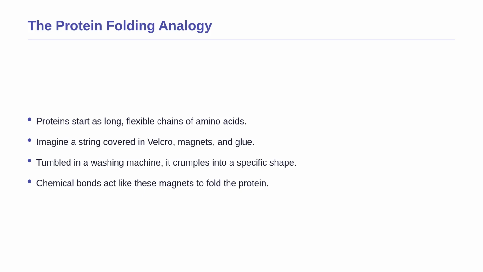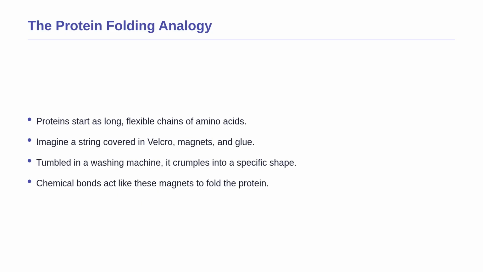To understand how a protein gets its shape, let us start with a simple analogy. Imagine you have a long piece of string, and attached to this string are small patches of Velcro, tiny magnets, and spots of glue. If you toss this string into a washing machine and let it tumble around, it is not going to stay as a straight, flexible line. Instead, the magnets will snap together, the Velcro will catch, and the glue will stick. The string will crumple into a very specific, tightly packed three-dimensional shape.